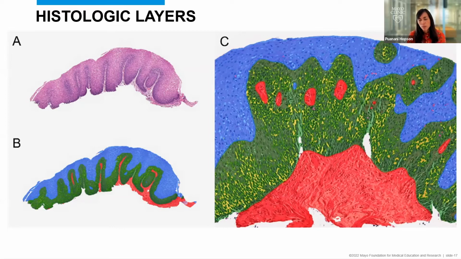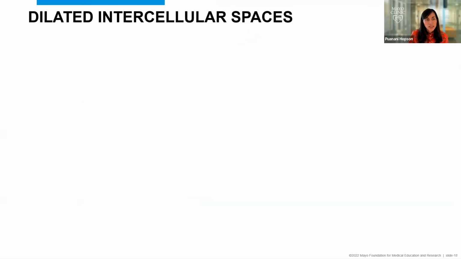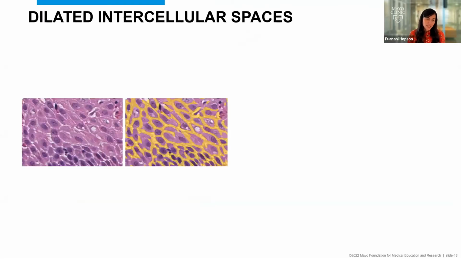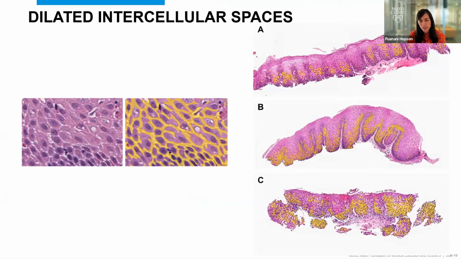So we'd be able to look at the percentage of each layer in the total biopsy, as well as within a high-powered field area. And then looking at those dilated intercellular spaces, on a really super high-powered field area, you could see these kind of white areas outlining almost like halos around these cells. And the model can label these and identify to what extent that is there.